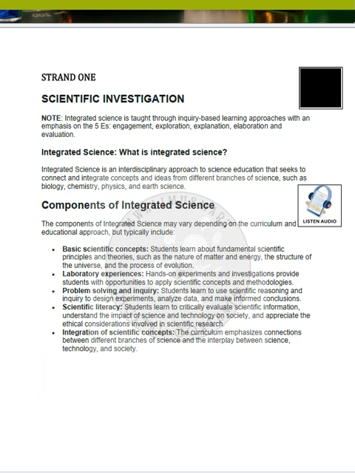Integrated science. Note: integrated science is taught through inquiry-based learning approaches with an emphasis on the 5 E's: engagement, exploration, explanation, elaboration, and evaluation. What is integrated science? Integrated science is an interdisciplinary approach to science education that seeks to connect and integrate concepts and ideas from different branches of science, such as biology, chemistry, physics, and earth science.